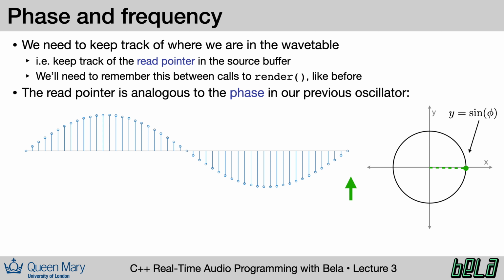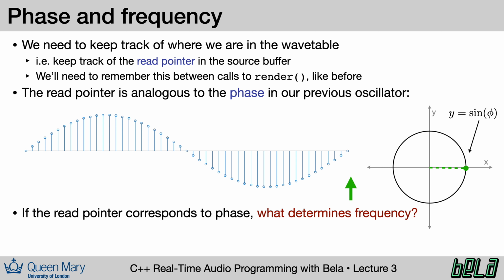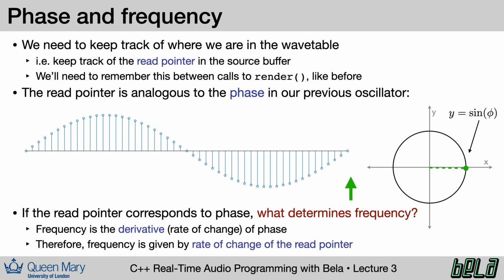So notice that the time it takes to make one complete pass through the wavetable buffer is the same as the time it takes to spin once around the unit circle. So, if that's the case, then what determines the frequency of the wavetable oscillator? Well, when we looked at the original sine oscillator, we saw that the frequency was the derivative, or the rate of change, of the phase over time. So analogously here, the frequency of the wavetable oscillator is going to be given by the rate of change of the read pointer. That is to say, how far does the read pointer advance every sample?